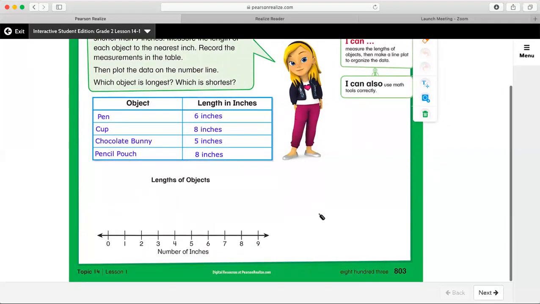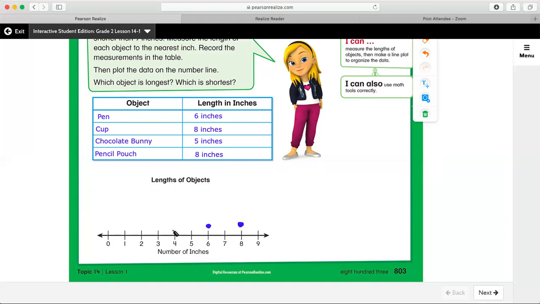So what we're going to do here is we're going to start with the pen, and we measured that this is 6 inches. So I'm going to find the 6 on my number line, and I'm going to draw a dot above the 6. This is called plotting our data. We're putting our data all together so that we can look at it all in the same place. So next was my cup, and that was 8 inches.